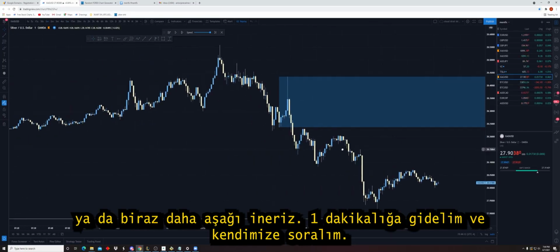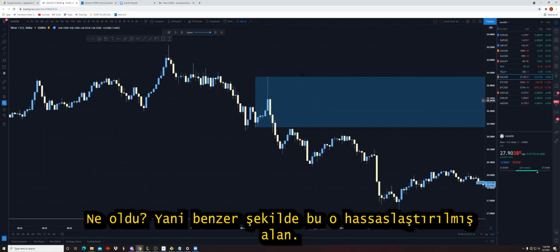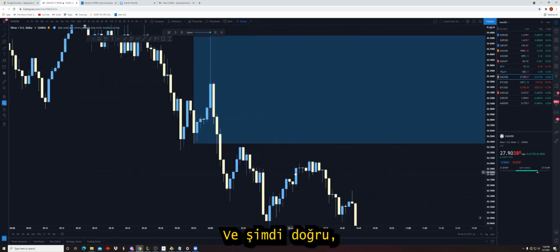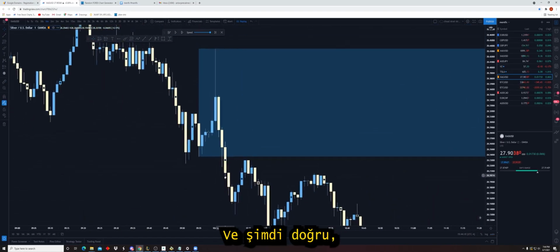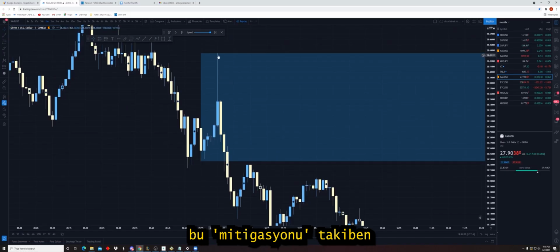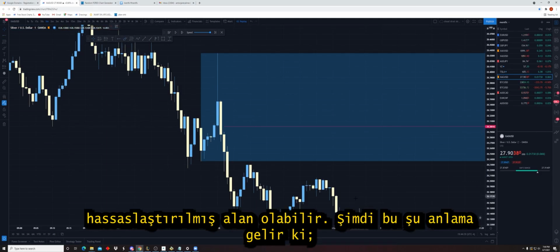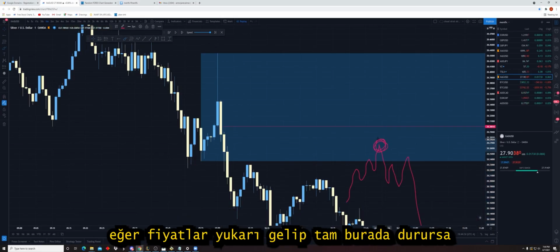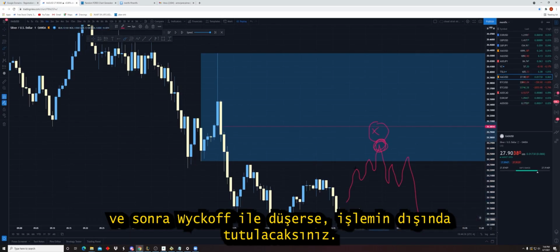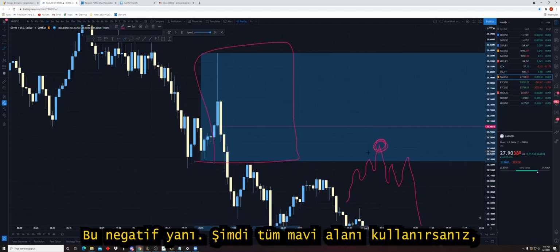Let's go to 1 minute and ask ourselves what happened. So similarly, this is that refined area. And now, just following this mitigation, here's that mitigation of that area and then the breakdown, leaving behind again this last up move before the down move. So again, this can be the refined area that you have. Now that means that if price comes up and stops right here and then drops down off of the wick, you're going to be kept out of the trade. That's the negative.